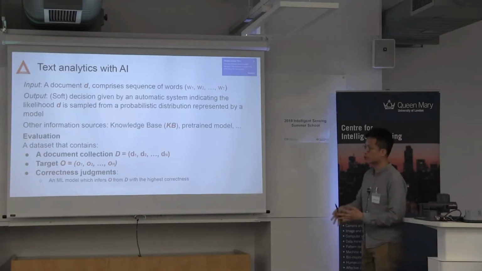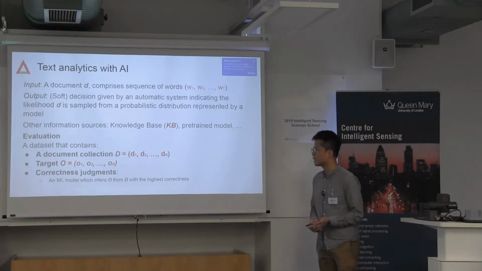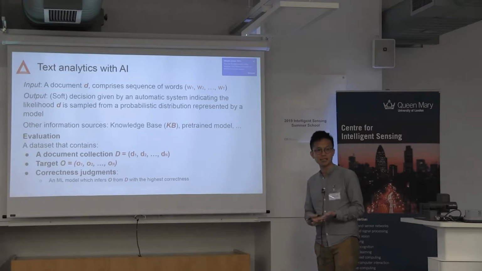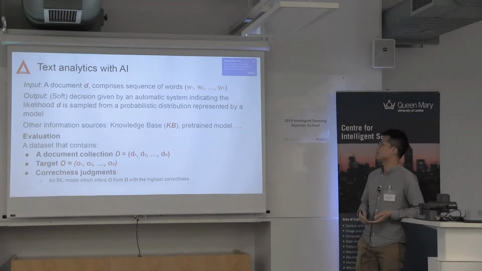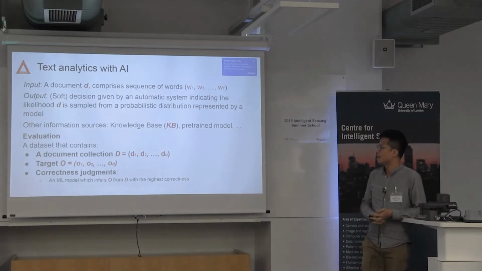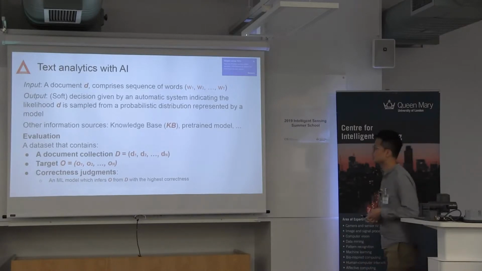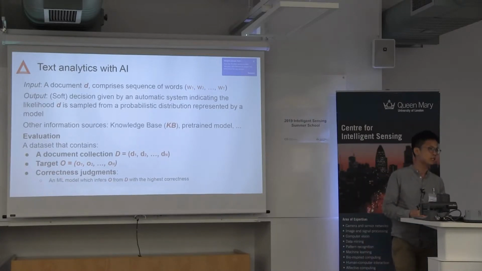So a very classical definition of the problem, because this is a text analytics problem, then we start with text, obviously. We define a document D, which is a sequence of tokens or words containing many different words. And then the output, formally, is defined as a decision, normally a soft decision given by an automatic system, indicating the likelihood of the document being sampled from a probabilistic distribution represented by a model.